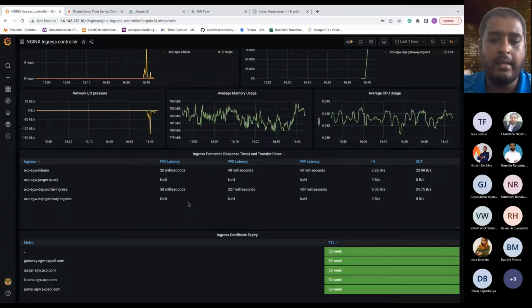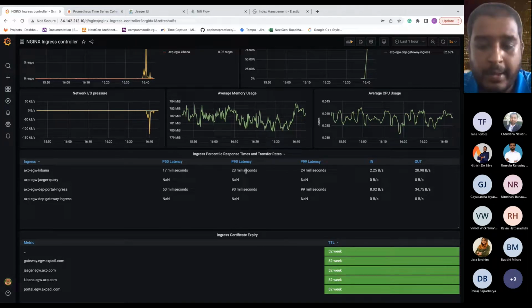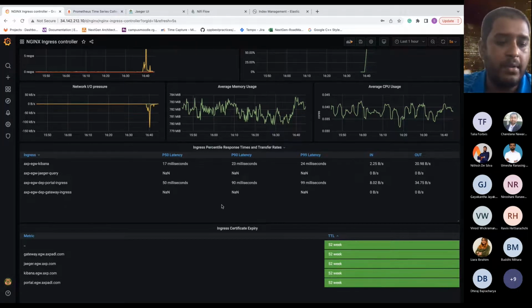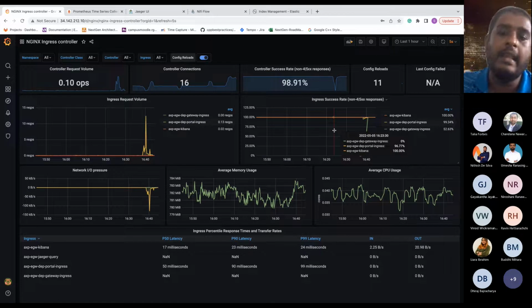Now we can see what the latency is. The 50th percentile of latency is 20 milliseconds, and the 90th percentile is 23. Likewise, it gives you a lot of useful information, right? What is the TTL and what is the average memory use? So this is at the ingress level.